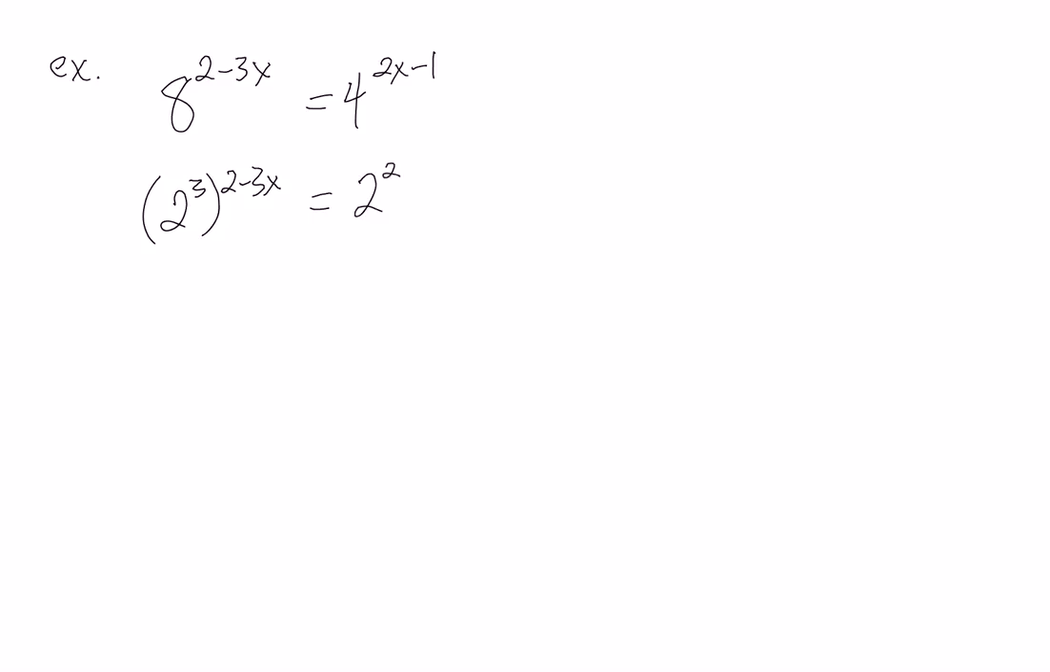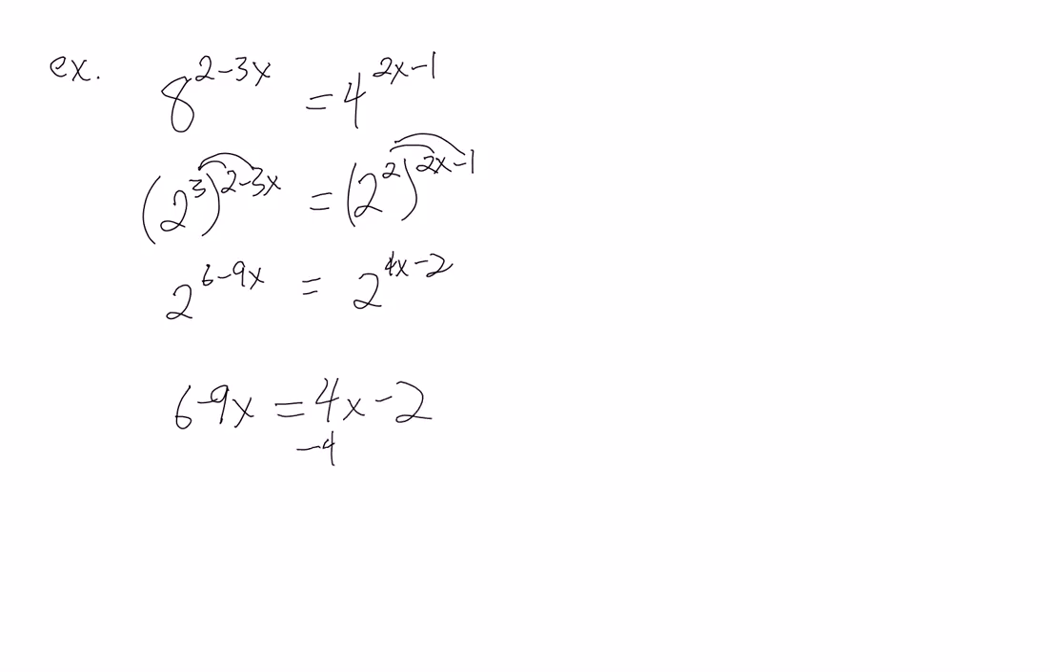Change the 4 to 2 to the power of 2. The rest of our exponent stays the same. Multiply out or expand out your exponents, we need to multiply by both of those. So we'd have 6 minus 9x, and on the other side we'd have 4x minus 2, right? Now our bases are the same, so now we just have a regular equation to solve.